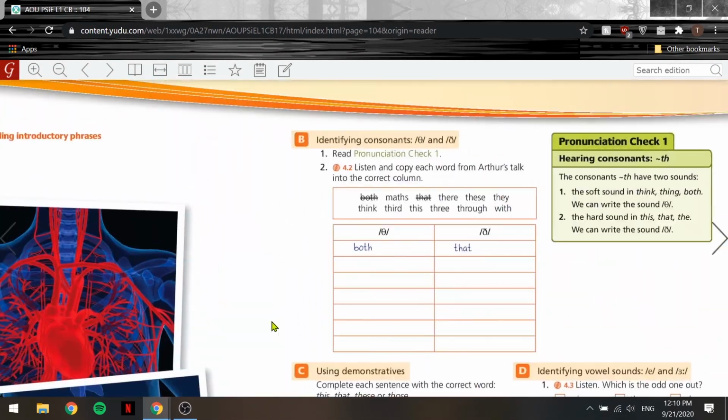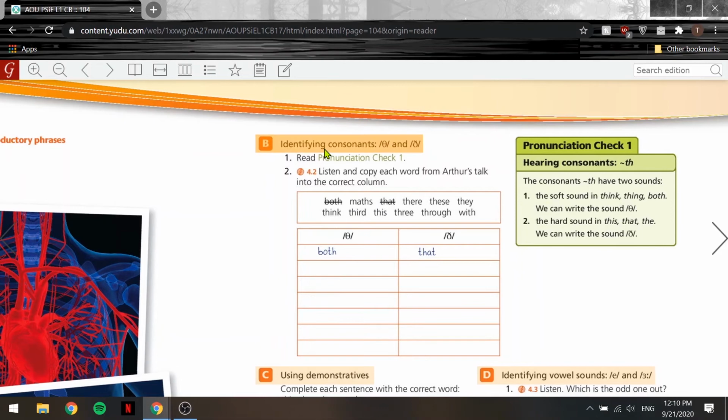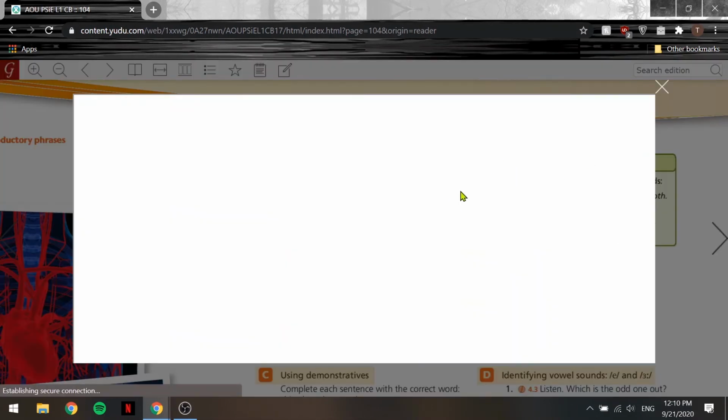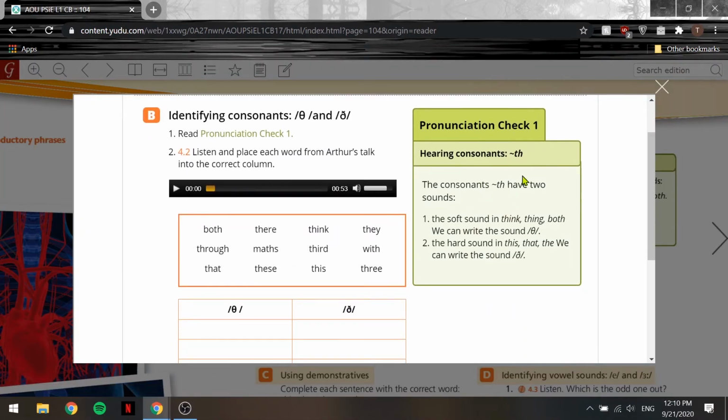Here we have exercise B, identifying consonants. So let's take a look at pronunciation check 1. Hearing consonants, how do I say this? So you have the soft sound, which is like the sound that a snake makes. So think, where you have to take out your tongue. So think, thing, both.